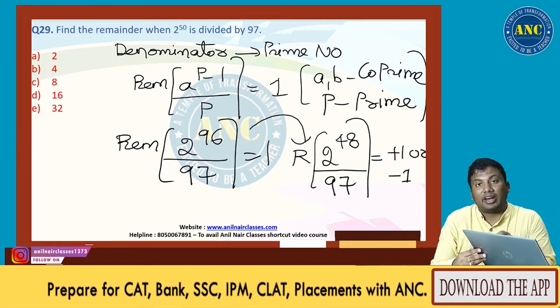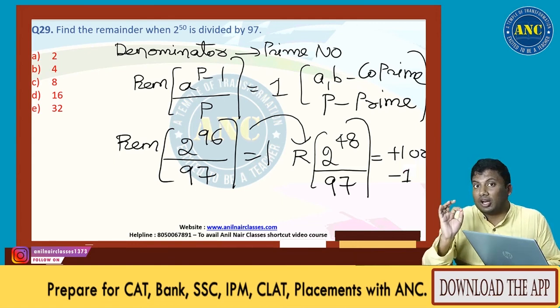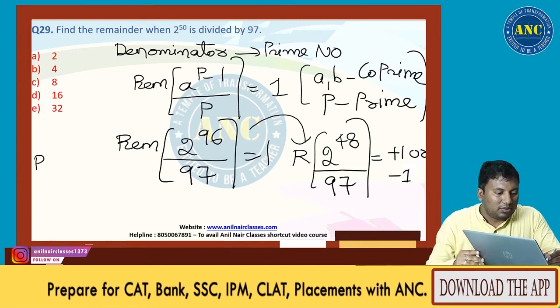Because if I square it, 2 power 48 squared, 1 squared is 1, minus 1 squared is also 1. There is a possibility that 2 power 96 divided by 97 is 1, so 2 power 48 divided by 97 will be plus 1 or minus 1. There is a possibility. Now we will use that possibility.